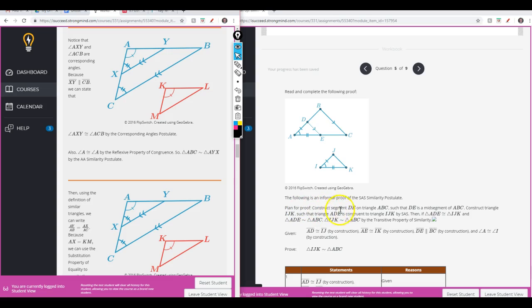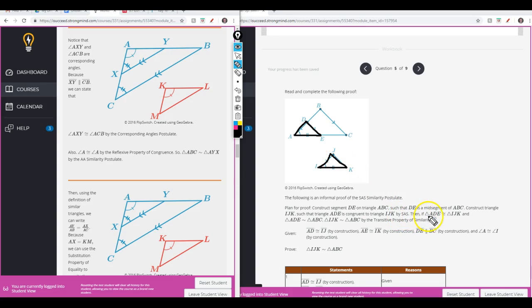Plan for the proof. Construct segment DE on the triangle ABC such that segment DE is a midsegment of triangle ABC. Construct triangle IJK such that triangle ADE is congruent to triangle IJK. So what they just said is that they would make this triangle up right here to be the exact same triangle there. So they would just copy this and make it right there, duplicate it right there by the side angle side.